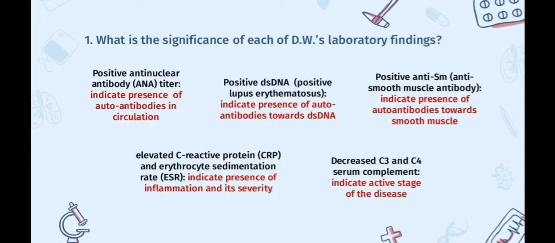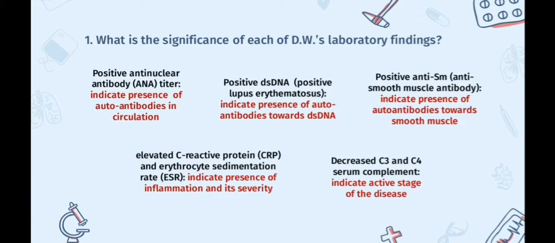The first question is what is the significance of each of DW's laboratory findings? The first result is positive anti-nuclear antibody ANA titer, meaning that there is presence of autoantibody towards nuclear component in her circulation. The second result, positive double-stranded DNA, means there is presence of autoantibody towards double-stranded DNA. The third one, positive anti-smooth muscle antibody, means that there are autoantibodies towards the smooth muscle.